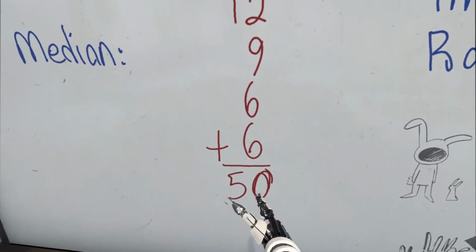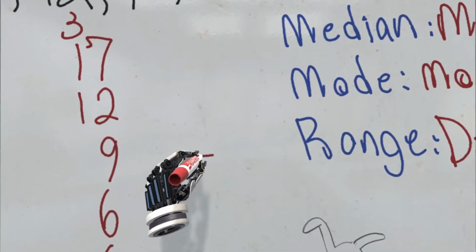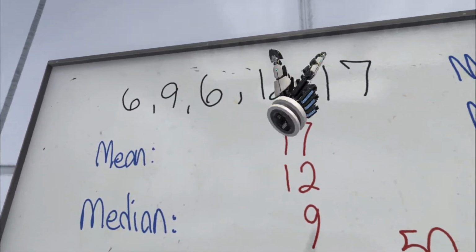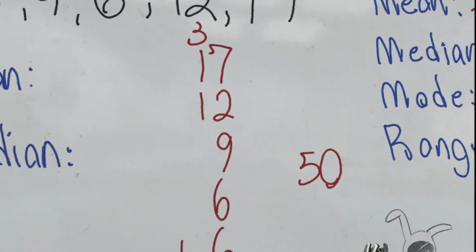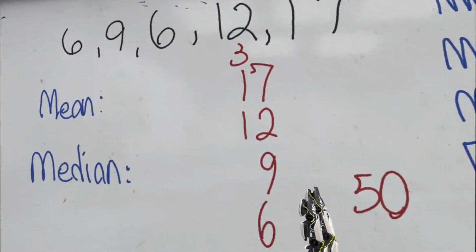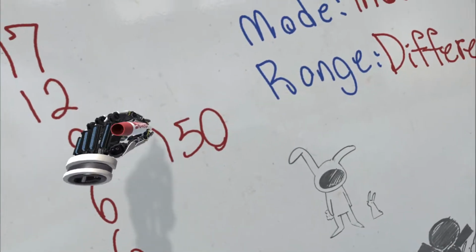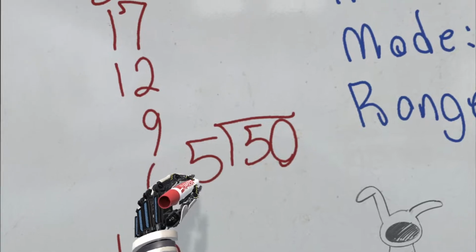That's not your average, though. That's what I got from adding all 5 numbers. 1, 2, 3, 4, 5. And guess what you're going to divide by? You're going to divide by how many numbers you just added. I just added 1, 2, 3, 4, 5. So I'm going to divide this by 5 to get my average, my mean.